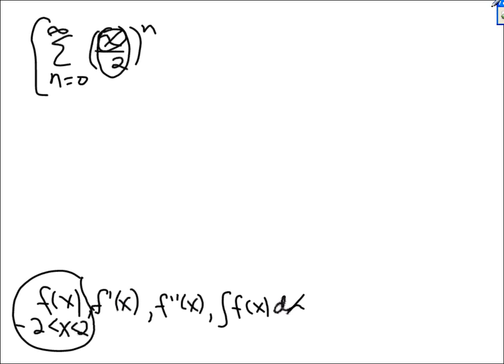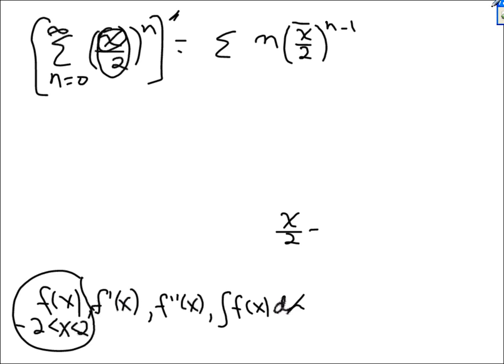Well, the derivative of this, the summation of the derivative. Bring down the power, make the new power 1 less, take the derivative of what's inside. Remember, x over 2 is a half times x. So the derivative will be 1/2, which I'll put in front. 1 over 2.